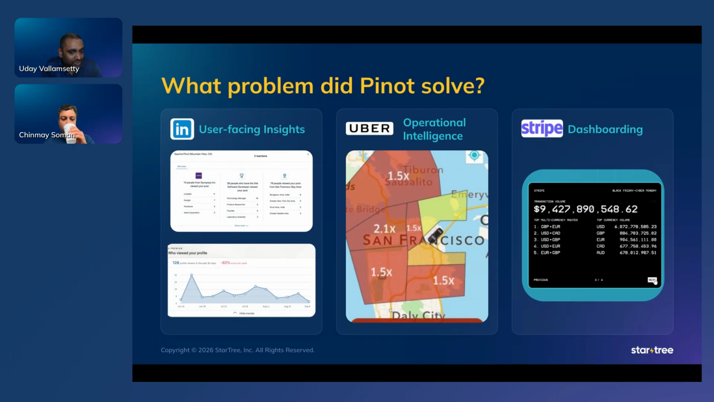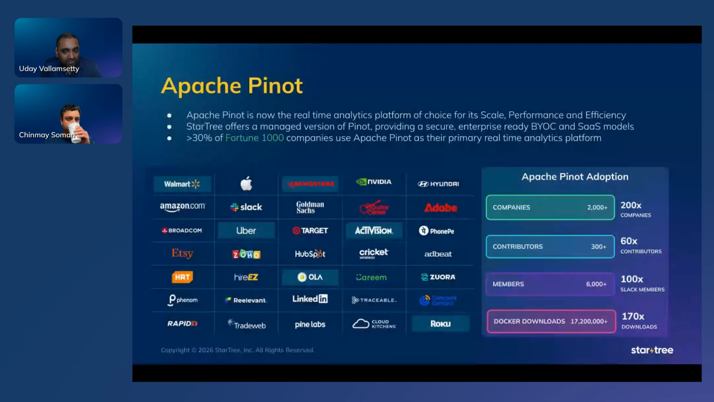If you go to the next slide, Chinmay. So when we started, for example, 6 years ago, there were maybe 5 or 6 companies using Pinot. Now, at least 2,000 companies that we know of are using Pinot in production. If you look at the names, if you ever purchased anything at Walmart, if you ever used Slack, Nvidia, Activision, the list goes on.